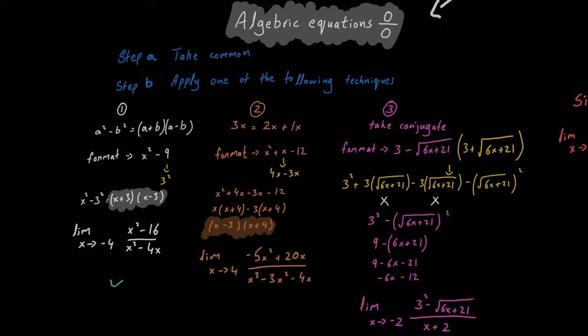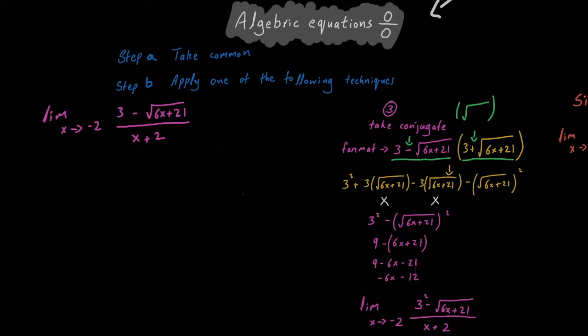So we have already covered the first two manipulation techniques. Let's look at the third one. Whenever you see an under root sign, most probably this technique would apply. For example, if the expression is 3 minus under root 6x plus 21, you simply have to take the same expression, change the sign in the middle. So this would become 3 plus under root 6x plus 21, and multiply these both together.